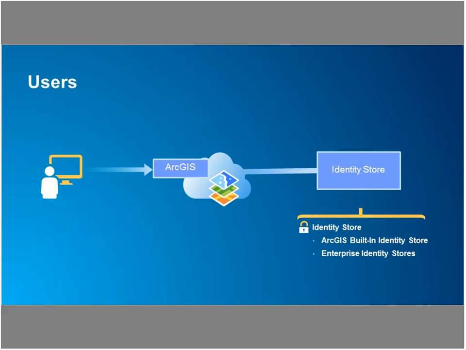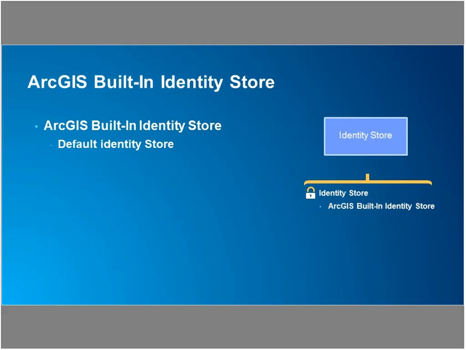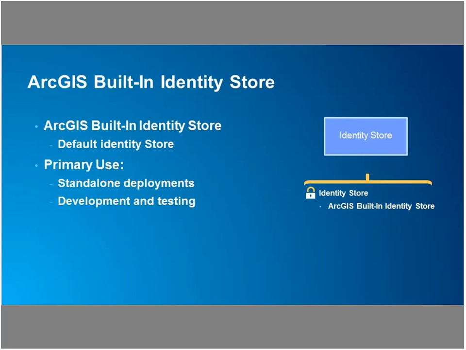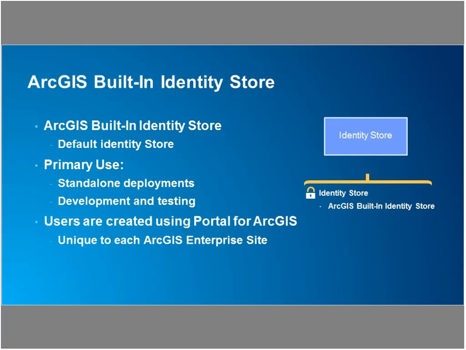Now, Portal for ArcGIS can be configured to directly use two types of identity stores, the ArcGIS built-in identity store and an enterprise identity store. The ArcGIS built-in identity store is enabled by default when you install the software. It manages all accounts, passwords, roles, and group membership. It's typically used in standalone environments, environments with basic security requirements, or for development and testing.